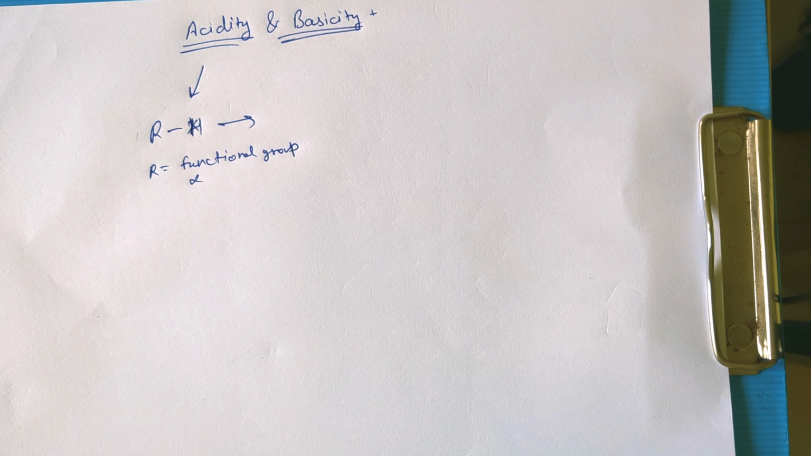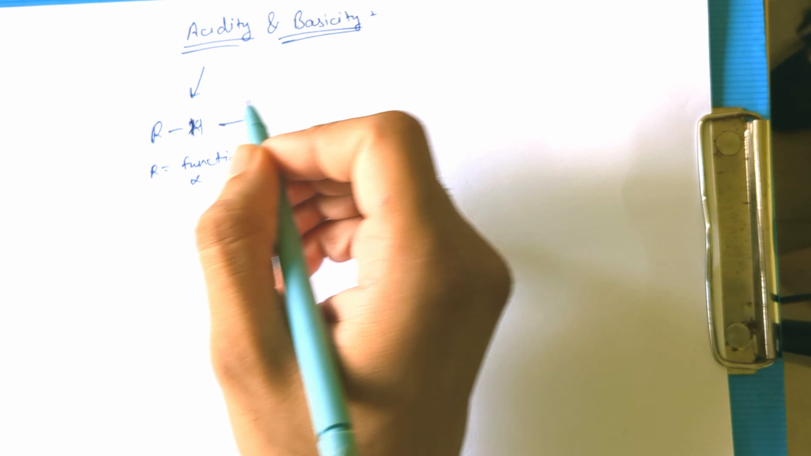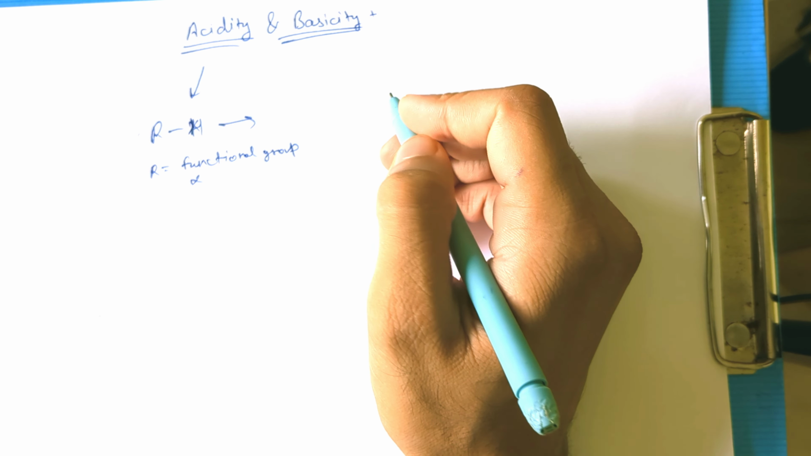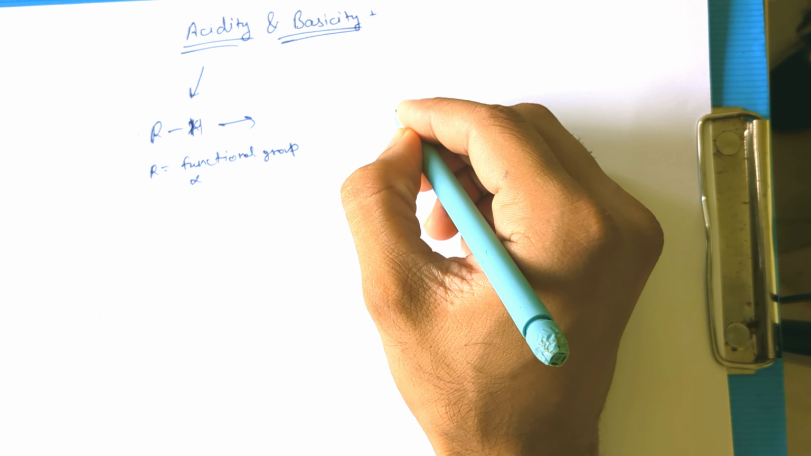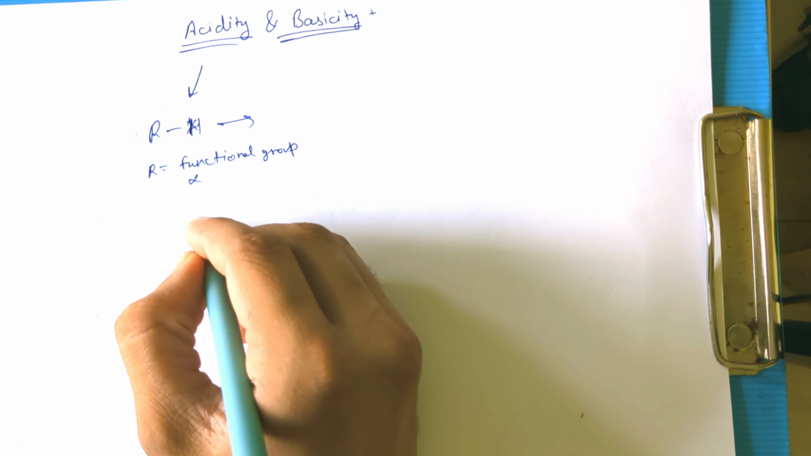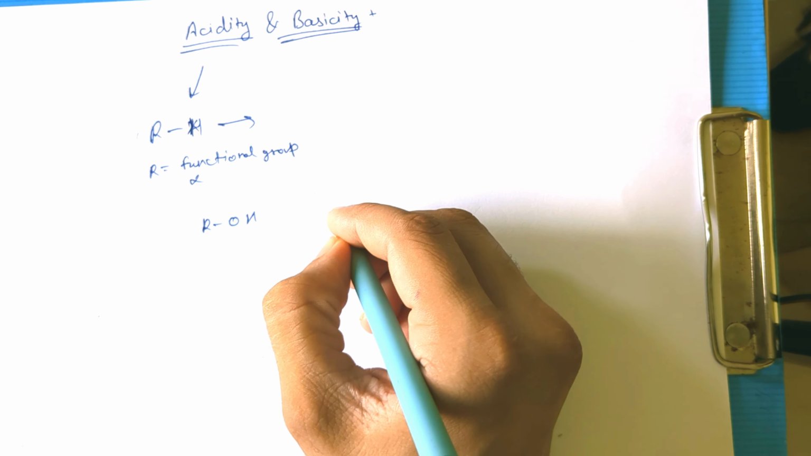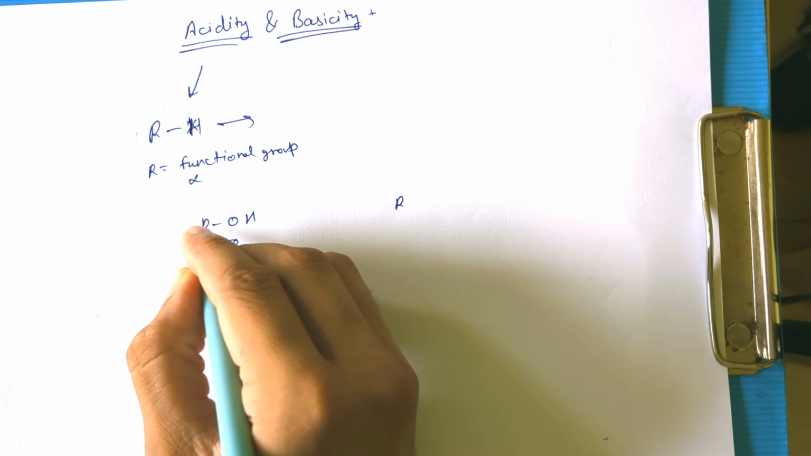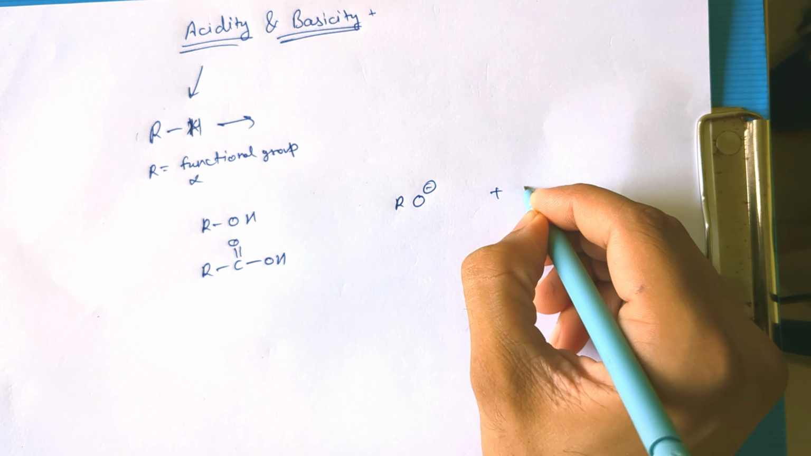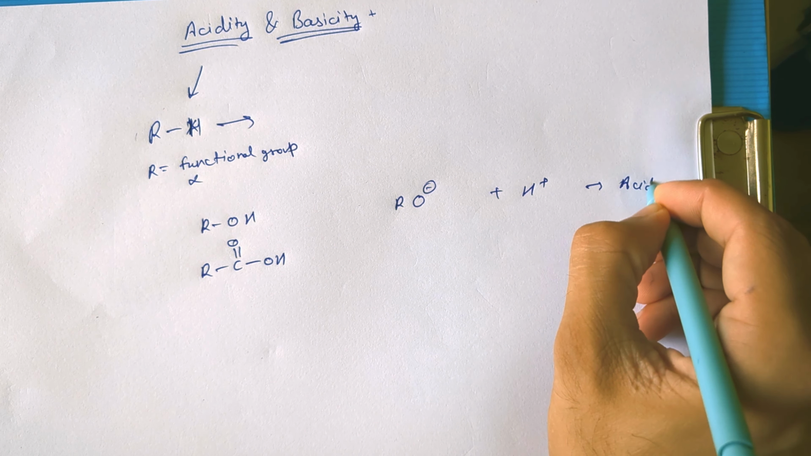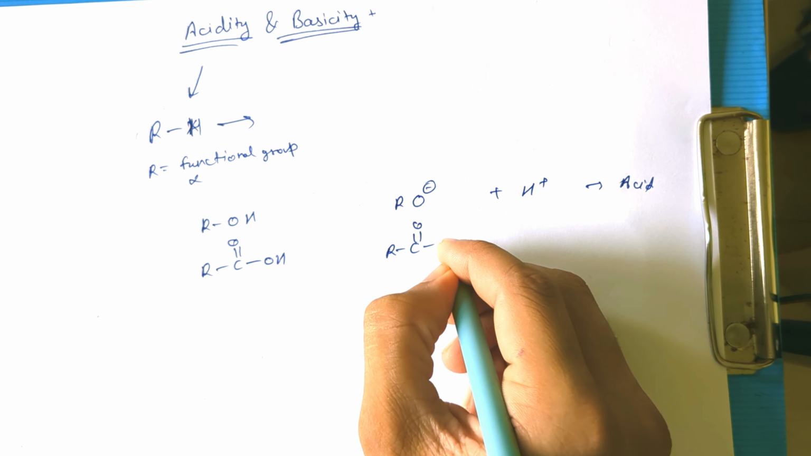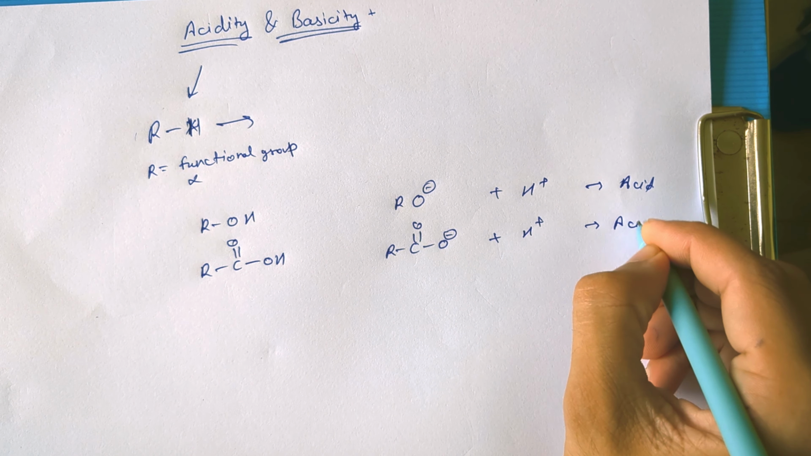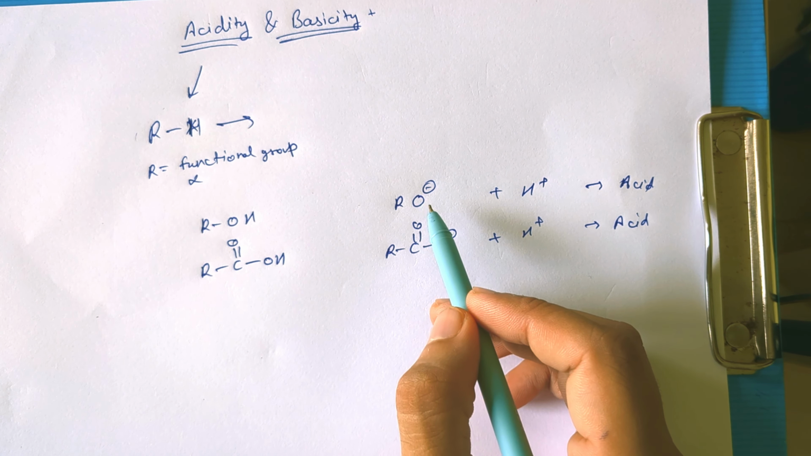Okay, before going to the question, let's understand a concept. If a compound is acidic in nature, then after giving the hydrogen, let's take an example like ROH. And another one is carboxylic acid. Now after giving hydrogen, it becomes the anionic form, and the same for carboxylic acid. Now how to decide which is a strong acid and which is a weak acid?